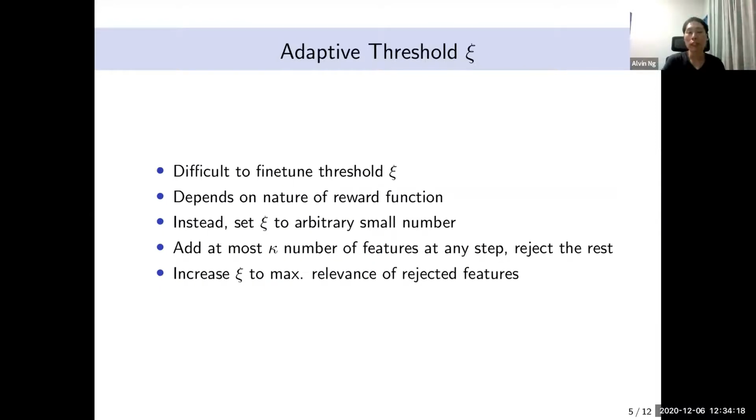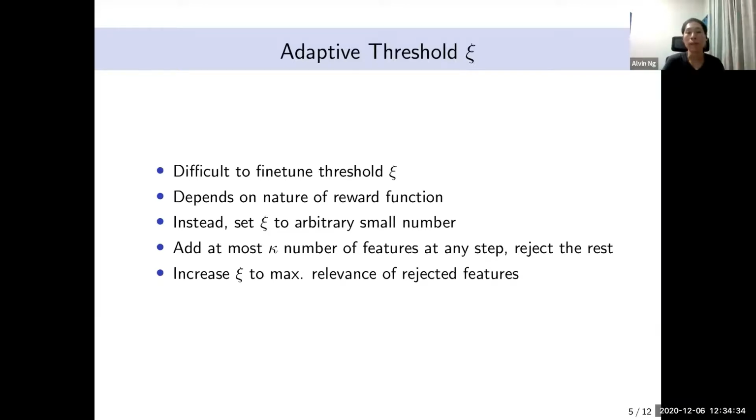We identify two aspects of IFDD+ that can be improved in our work. First, xi is domain dependent and depends on the nature of the reward function. Therefore, it is difficult to fine-tune and it has to be fine-tuned for each specific planning problem.